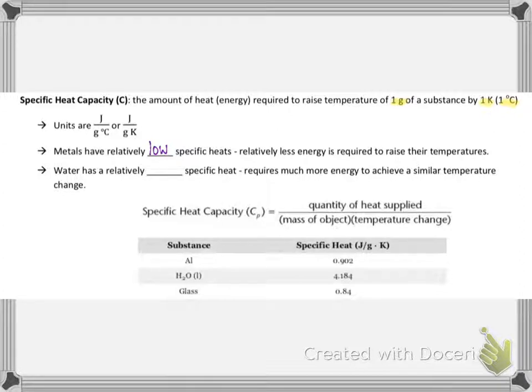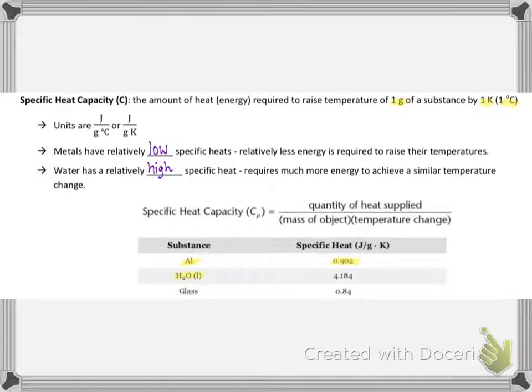Whereas water has a very high specific heat capacity. That's why if you leave an empty pot on the stove on heat, it'll get hot super fast. But if you're waiting for water to boil, that takes forever. So for example, here are just a couple of different substances to compare. Notice, aluminum as a metal has a specific heat capacity of like 0.9.